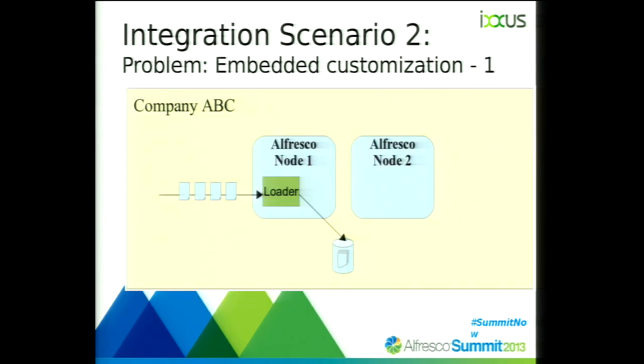Now, the next thing is embedded customizations. You're probably thinking, this is what we always do, what's the problem? This is from a customer visit where I was doing some consulting in the financial area. They had a loader that they built that injected 60, 70,000 documents per day into Alfresco. And sometimes you're going to come into problems there. So they were saying to me, how can we, in the future, make this a bit better?